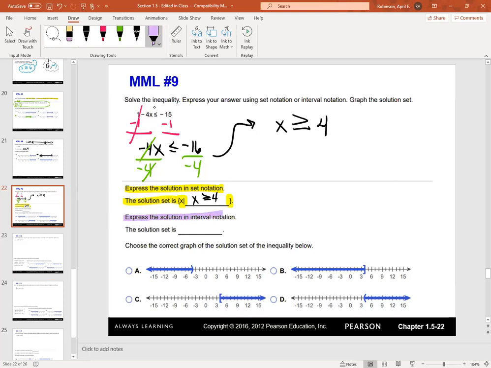Now they wanted an interval notation. So as an interval, it's going to start at 4 with the bracket, comma, go to infinity, and close with a parenthesis. And then I just have to pick out the correct graph, and it should start at 4 with a bracket and go to infinity, and C is the correct choice. That's a bracket right there at 4, and it goes to the right.